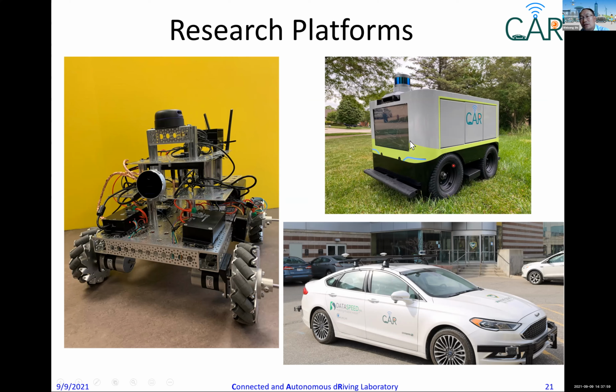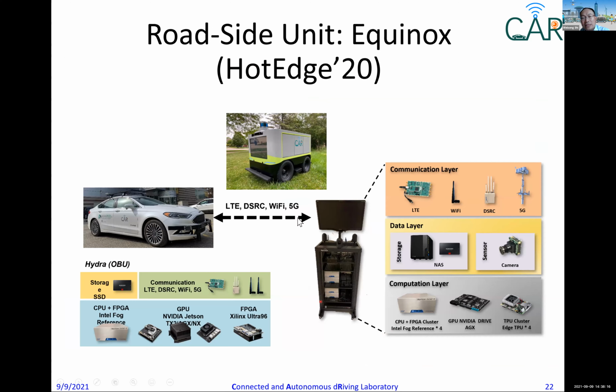We also have a small outdoor delivery vehicle that allows us to run slowly. And the last one, as I mentioned earlier, can run on the highway and even on regular streets. And this is not enough because V2X is very important.